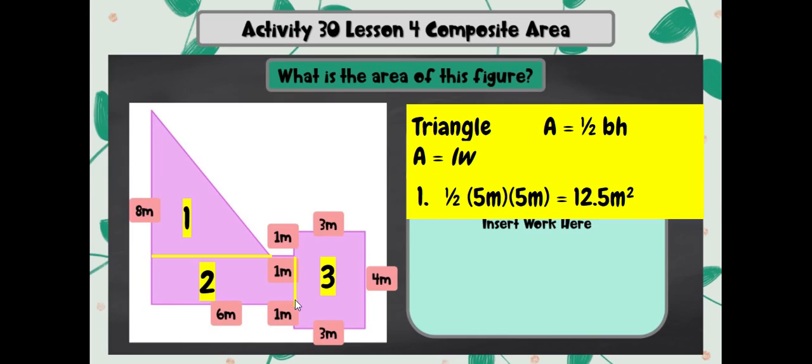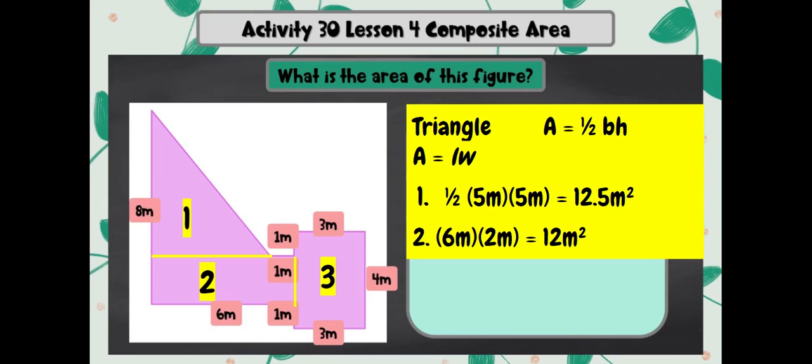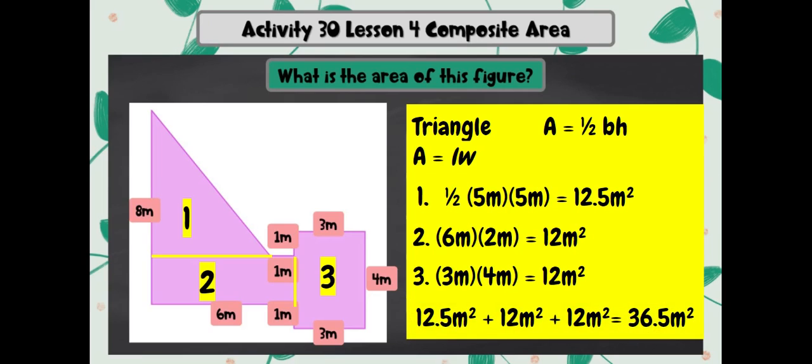From here to here is 6. We can see we can come back 1 to get 5. So 1/2 5 meters times 5 meters gives me 12.5 meters squared. Figure 2, I have 6 times 2, which gives me 12 meters squared. Figure 3, I have 3 times 4, which gives me 12 meters squared. Then I just have to add those all up, and I end up with 36.5 meters squared.